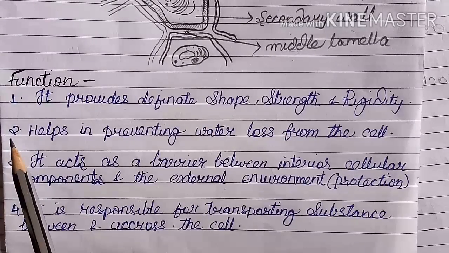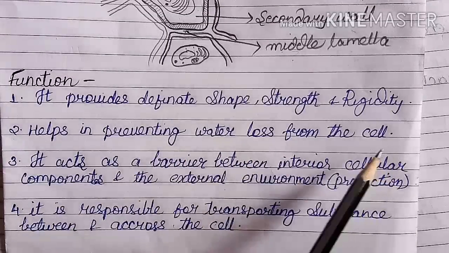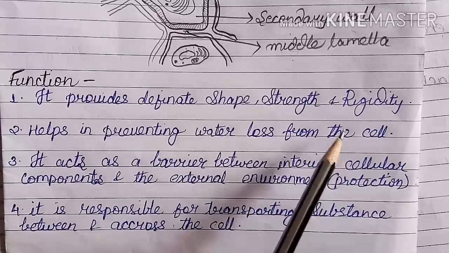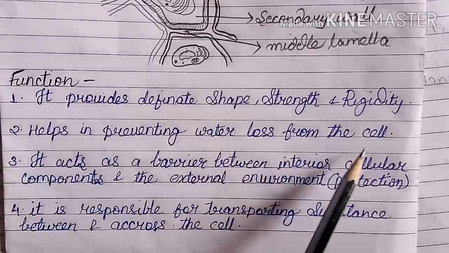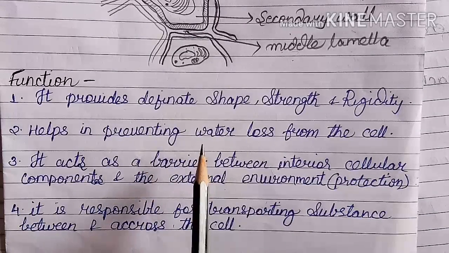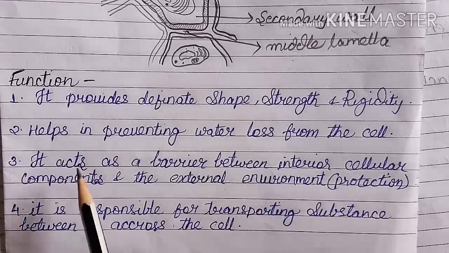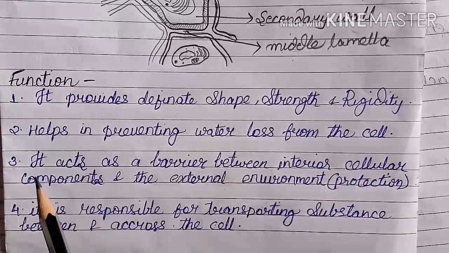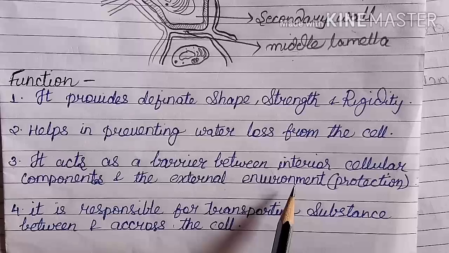The second point is it helps in preventing water loss from the cell. As the cell wall is rigid in nature, it prevents water loss from the cell. And why is it rigid? It is rigid because of cellulose. Remember this.